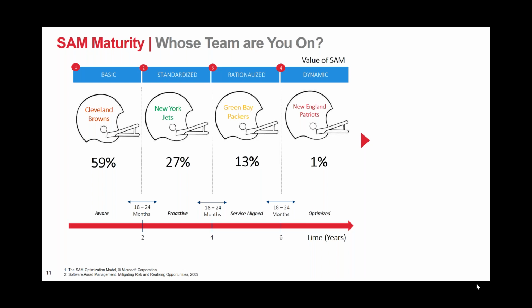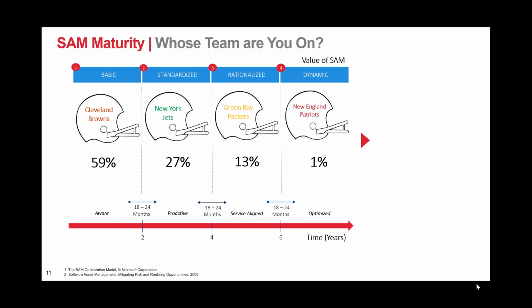And when we define well as being in that dynamic state where you're able to really pull on-demand compliance reports that are accurate. And so probably the more interesting thing I think on this slide is what we found through research is it takes 18 to 24 months to move up one of these categories.